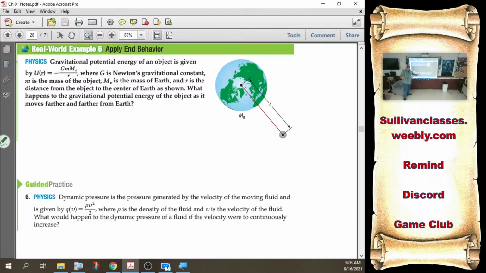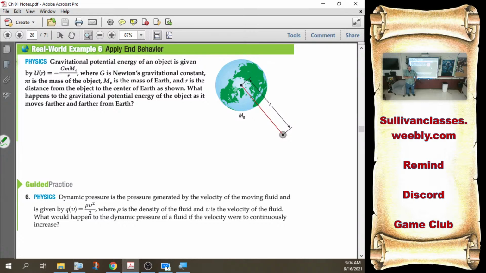Everyone gets to do their own thing. That's fine. All right, gravitational potential energy. Here's a formula. I'm going to plug stuff into it. What happens to the potential energy of the object as it moves farther and farther from Earth? Think about this in common sense.